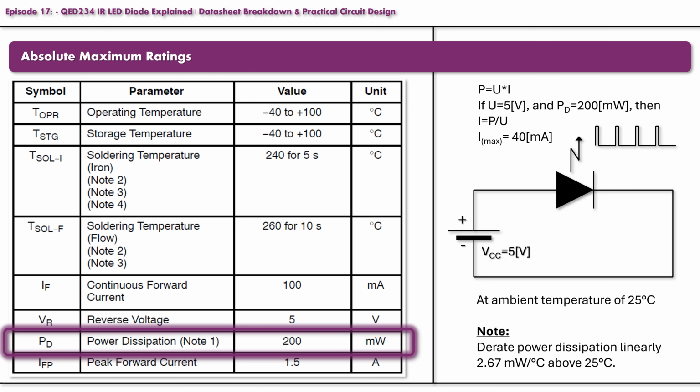As noted earlier, this maximum power rating is obtained under controlled laboratory conditions using a pulsed DC signal. For continuous DC operation, it is recommended to use roughly half of this value to avoid overheating. Additionally, the power dissipation decreases linearly by 2.67 mW for every 1 degree Celsius increase in ambient temperature, when ambient temperature is above 25 degrees Celsius.